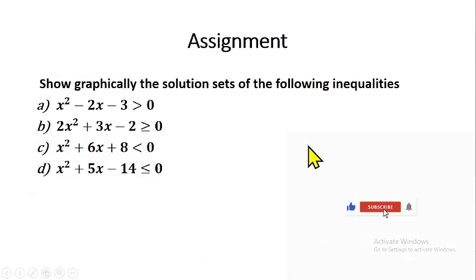So if you understand the quadratic inequalities very well, you might as well lay your hands on this assignment on the screen right now. Just 4 of them on the quadratic inequalities, so that it will help you to ascertain if you truly understand the quadratic inequalities or not. So if that is the case, let's continue.